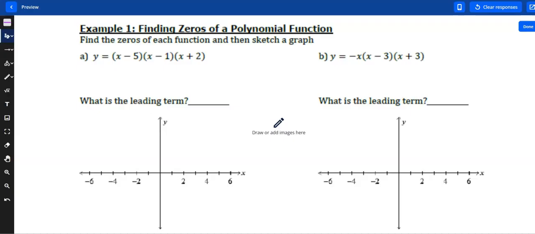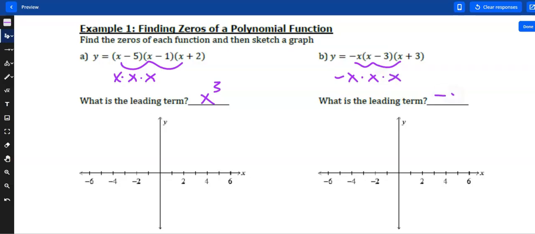What is the leading term? Now remember, a few lessons ago, I said that it would really come in handy if, instead of foiling everything out to find the leading term, we could just do this. And we could find out that our leading term is x cubed. And if I do it here, this was x times x times x, but this one was negative x times positive x times positive x. So this one's negative x cubed. Okay? So that's the first thing.